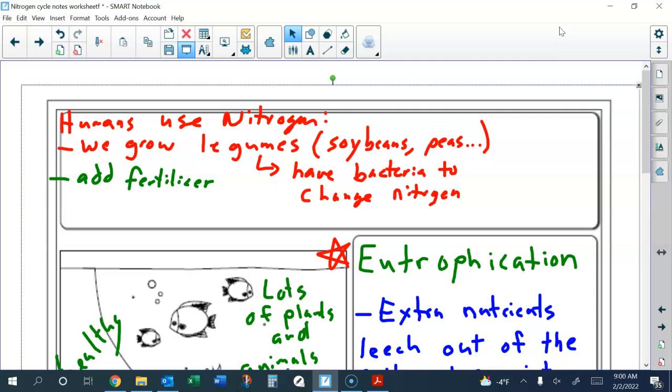And you will have some nitrogen cycle things on your chapter test. So it might be a good idea to watch the video again or check out the other links on Schoology.